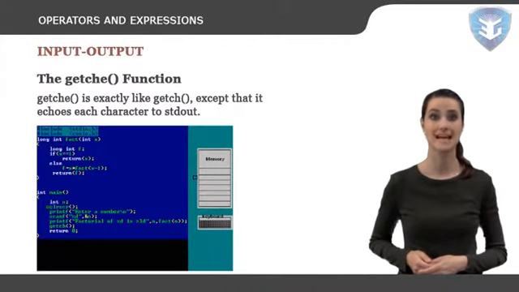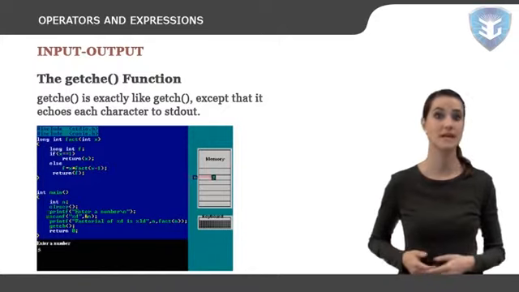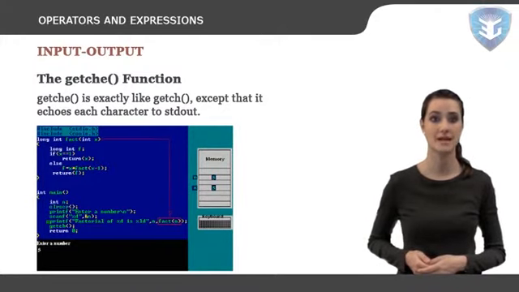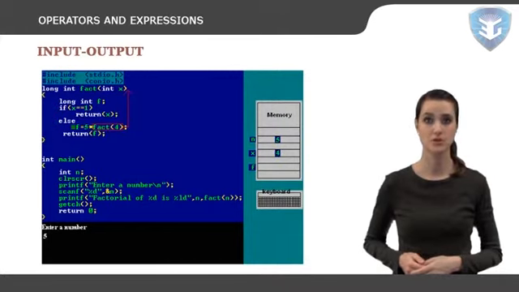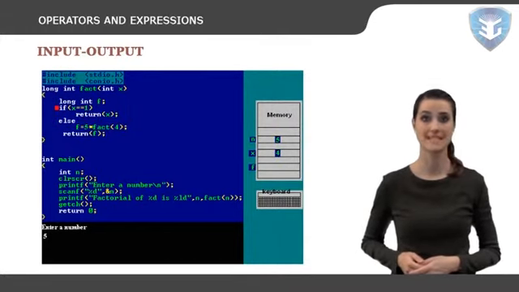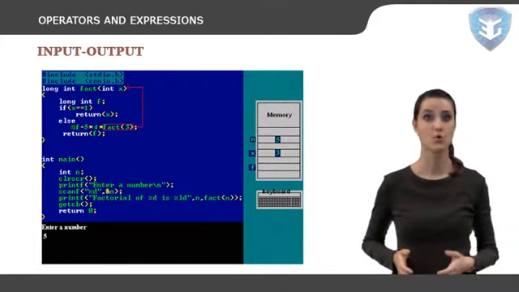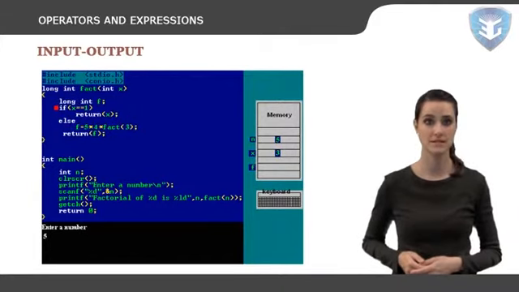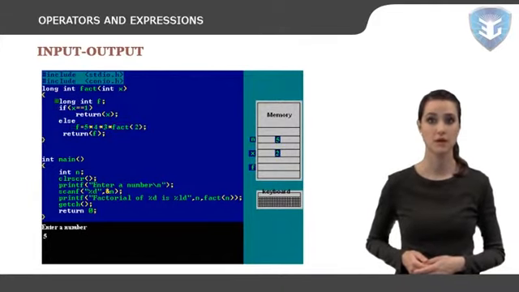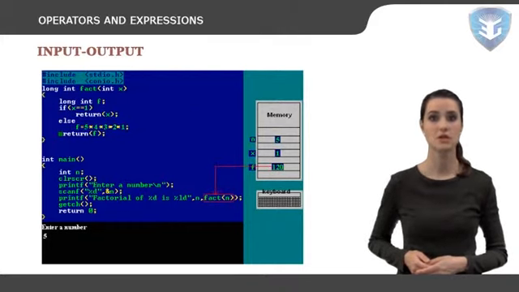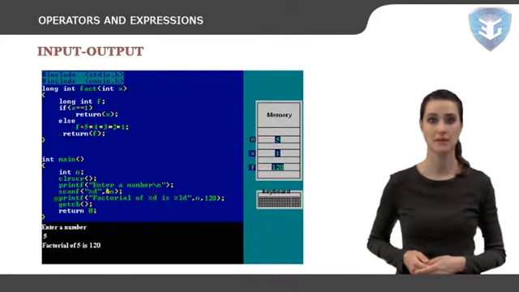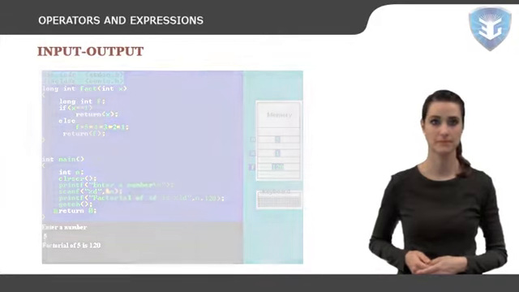The getche function is exactly like the getch function, except that it echoes each character to stdout. Modify the program in the getch function portion to use the getche function instead of getch. When the program runs, each key one presses is displayed on screen twice: once as echoed by getche, and once as echoed by putchar. The getche function is not an ANSI standard command, but many C compilers support it.